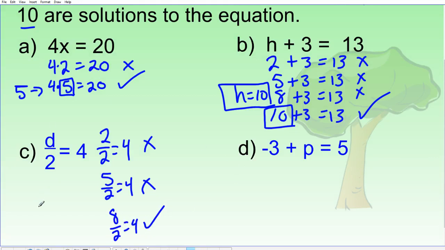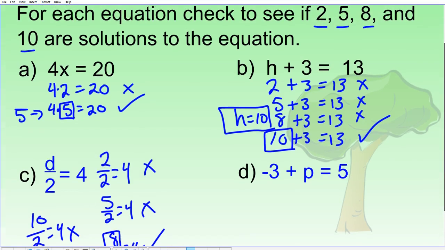And I don't even have to check the 10. I know it's not going to work. 10 divided by 2 equals 4? No, because we knew that it's 8 that worked out for us. 8 divided by 2 is 4. So that means 10 can't work, 5 can't work, and 2 can't work. There's only one solution.